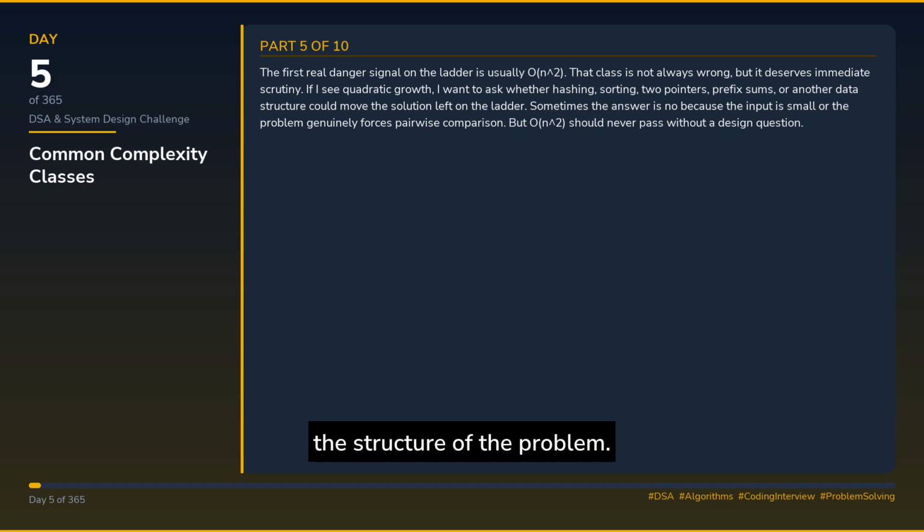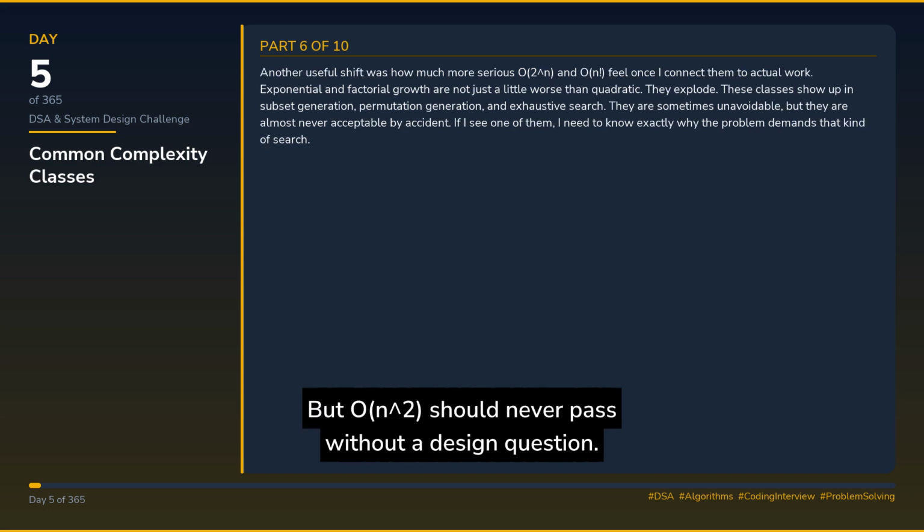The first real danger signal on the ladder is usually O(n squared). That class is not always wrong, but it deserves immediate scrutiny. If I see quadratic growth, I want to ask whether hashing, sorting, two pointers, prefix sums, or another data structure could move the solution left on the ladder. Sometimes the answer is no because the input is small or the problem genuinely forces pairwise comparison. But O(n squared) should never pass without a design question.